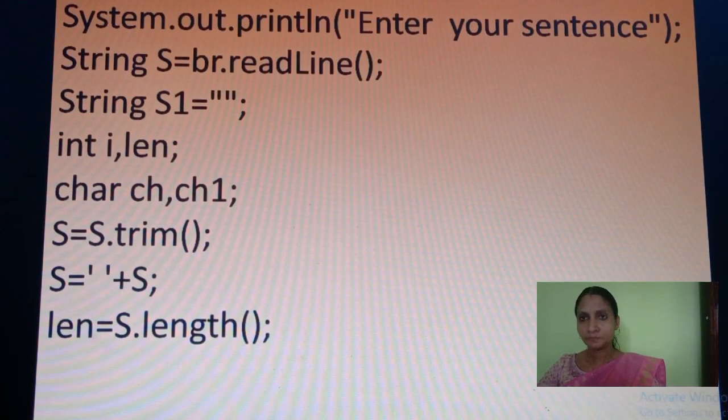How can you pass a message to the user? First we give the message, enter your sentence, using System.out.println within brackets. Then using the readLine function we can read the value from the user. We need a variable to store that string. Here I used String s = br.readLine(). Understood? Then we need some more variables to store values.